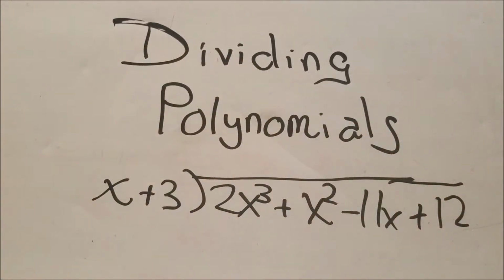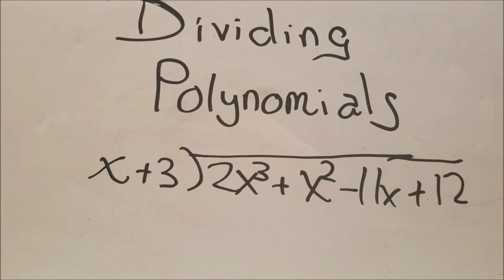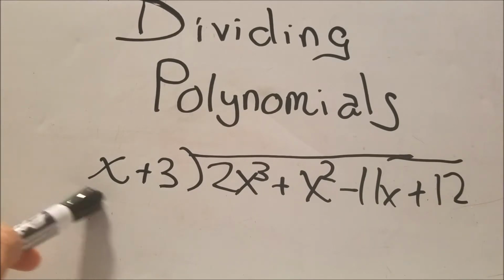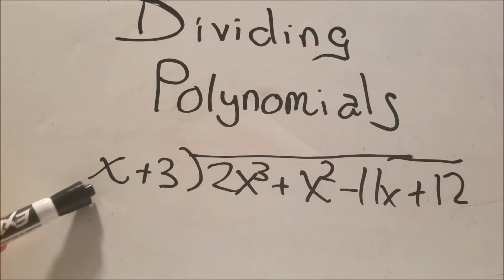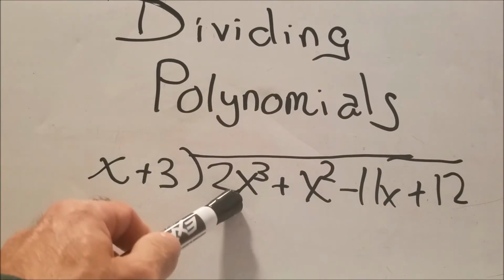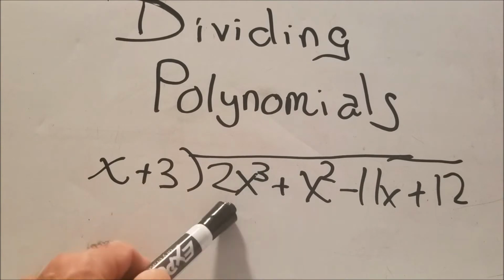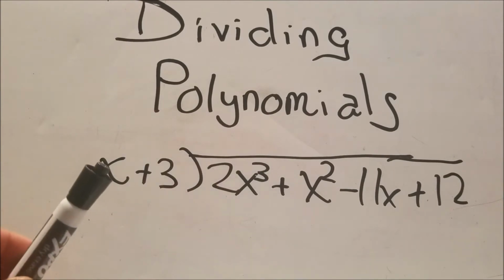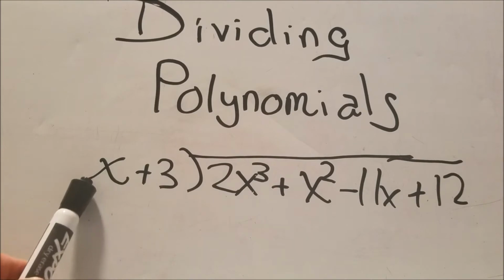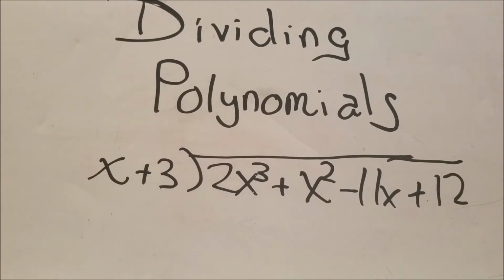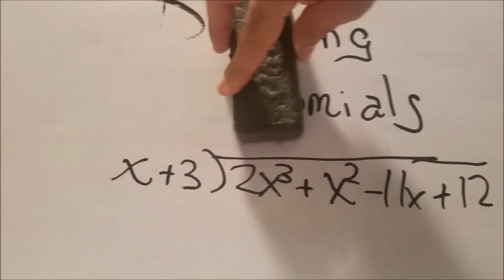Here's a question. What we're going to do is look at the first term in the divisor. Remember, this is the divisor and this is the dividend. The first term is x, and the first term in the dividend is 2x cubed. So what can we use to get 2x cubed if we already have x? x times what is 2x cubed? Well, it's 2x squared, right? So let's erase this top part here, because we already know what we're doing today.